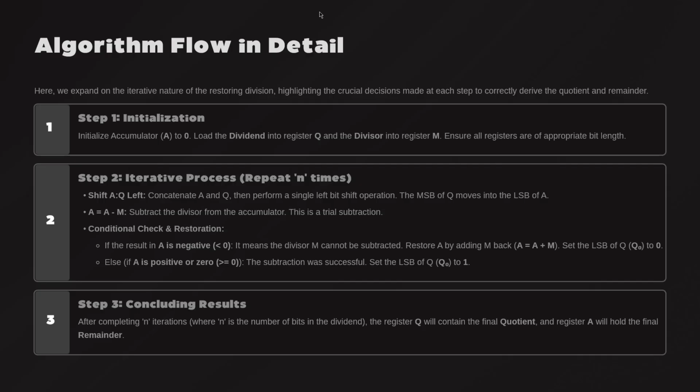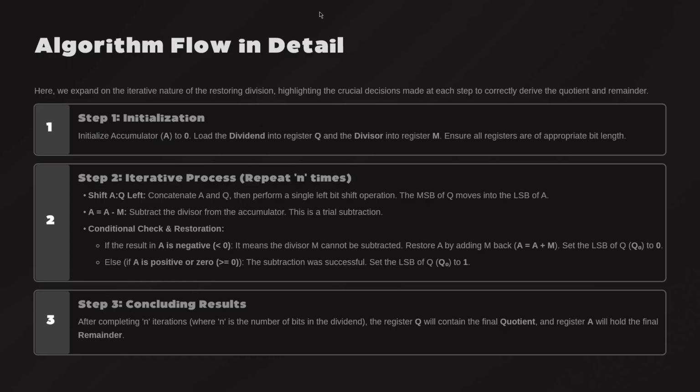We first start the program and enter the dividend and divisor. We then initialize the registers A, Q, and M, where A is taken as 0, Q as the dividend, and M as the divisor. We must ensure that all the registers are of appropriate bit length. Then we perform the restoring division steps. We shift A and Q to the left side. In short, the most significant bit of Q moves into the least significant bit of A.